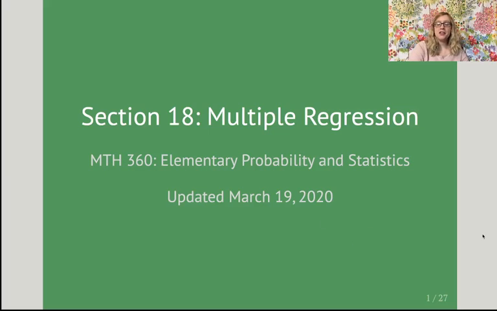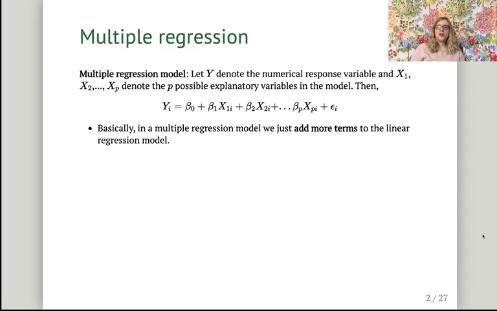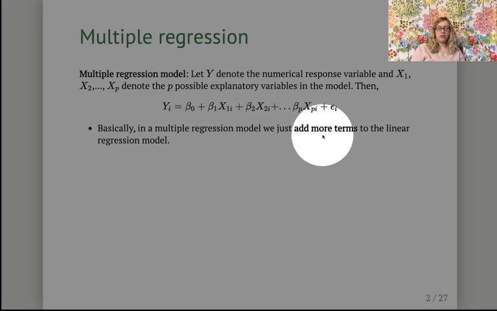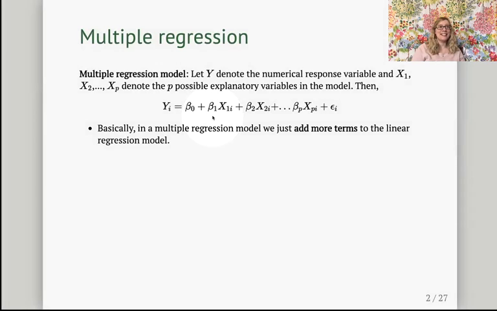In our last video, we will take a look at how to extend the linear regression model using multiple regression. So in multiple regression, we add more terms to the linear regression model. So rather than writing our response variable y is equal to beta 0 plus beta 1 x and then stopping, we'll continue to add additional explanatory variables to our model. So let's say we have up to p possible explanatory variables.